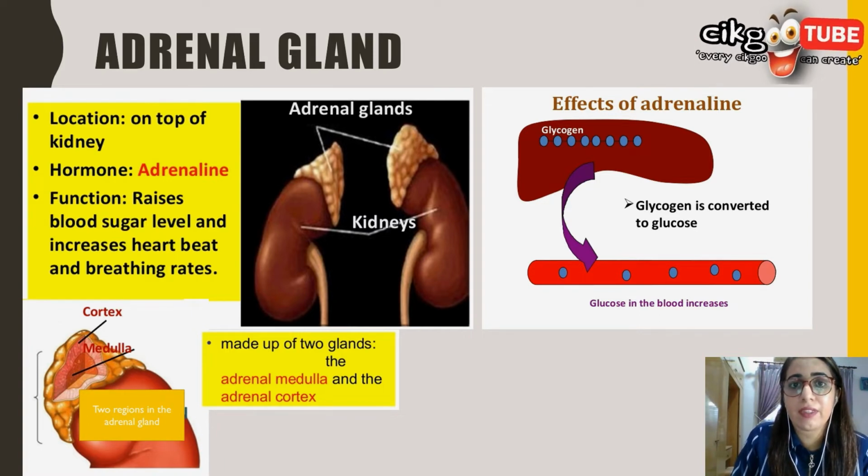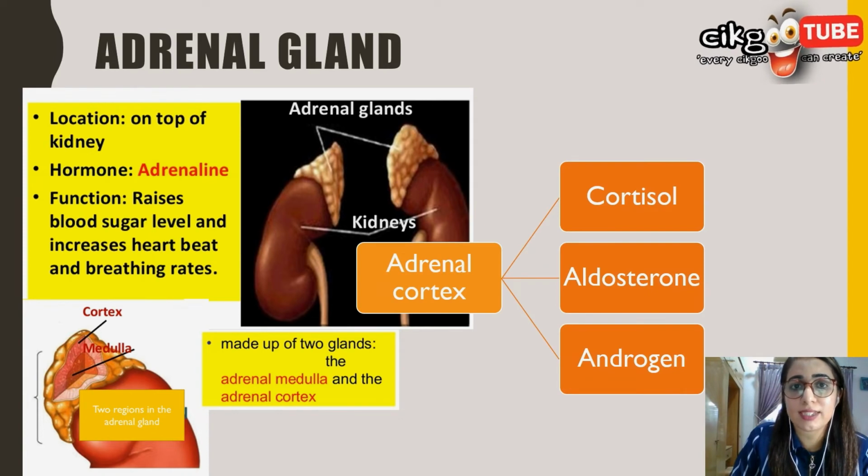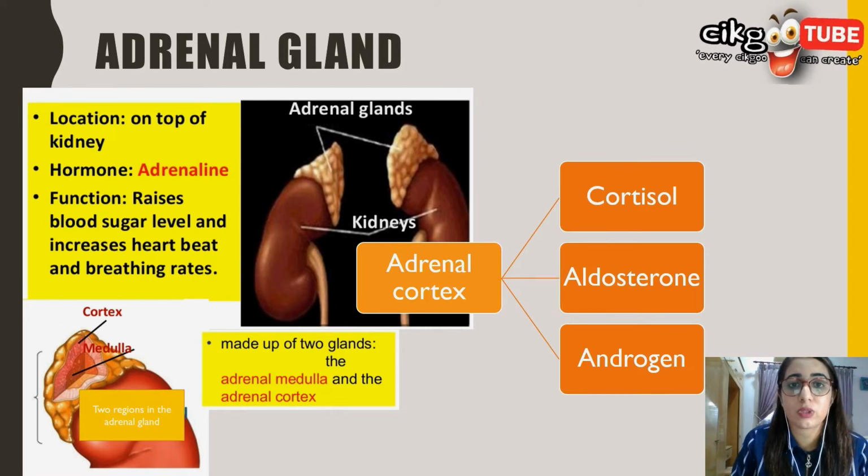The adrenal cortex produces several hormones such as cortisol, aldosterone, and androgen. Cortisol stimulates the conversion of lipid and protein into glucose, and is produced under condition of stress to increase blood sugar level. Aldosterone is important in stimulating reabsorption of sodium ions and water in the kidneys. And androgen is important in reaching puberty. It regulates the maturity of sex organs and also development of the secondary sexual characteristics.